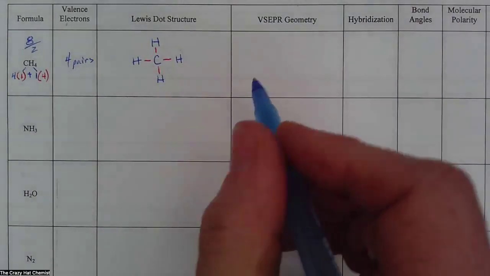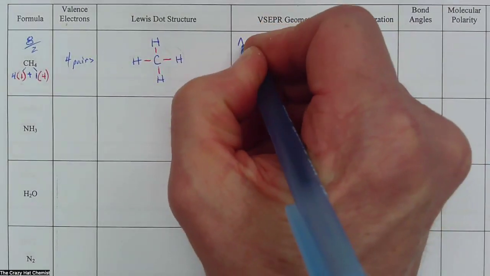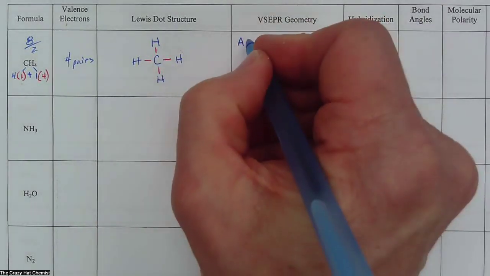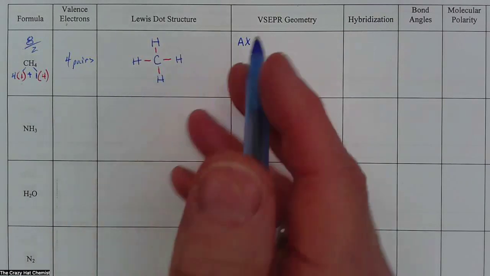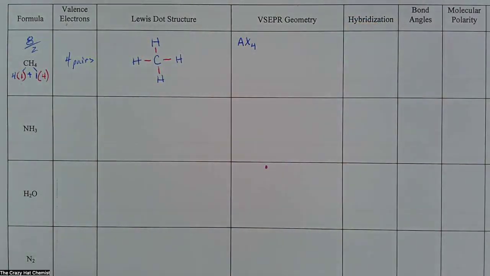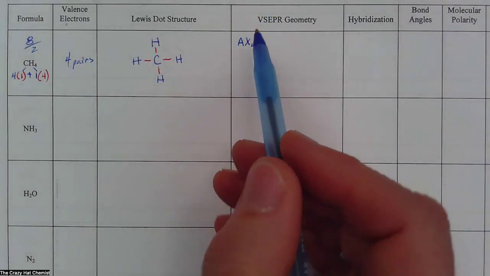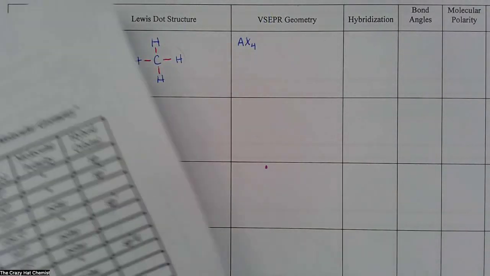So in AXE, the A is the carbon. The X are the elements that are attached to carbon. So that's 1, 2, 3, and 4 of them. Are there any lone pairs on the central element? That is absolutely not. So AX4 corresponds to the name of a shape.